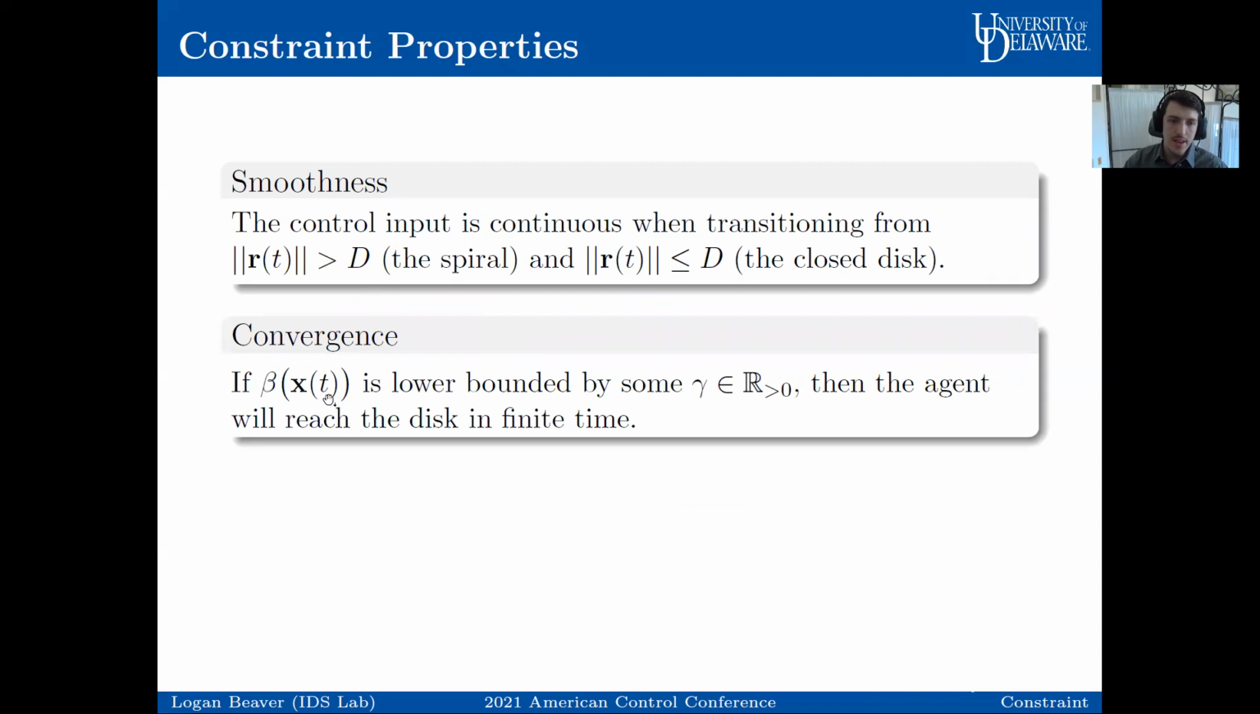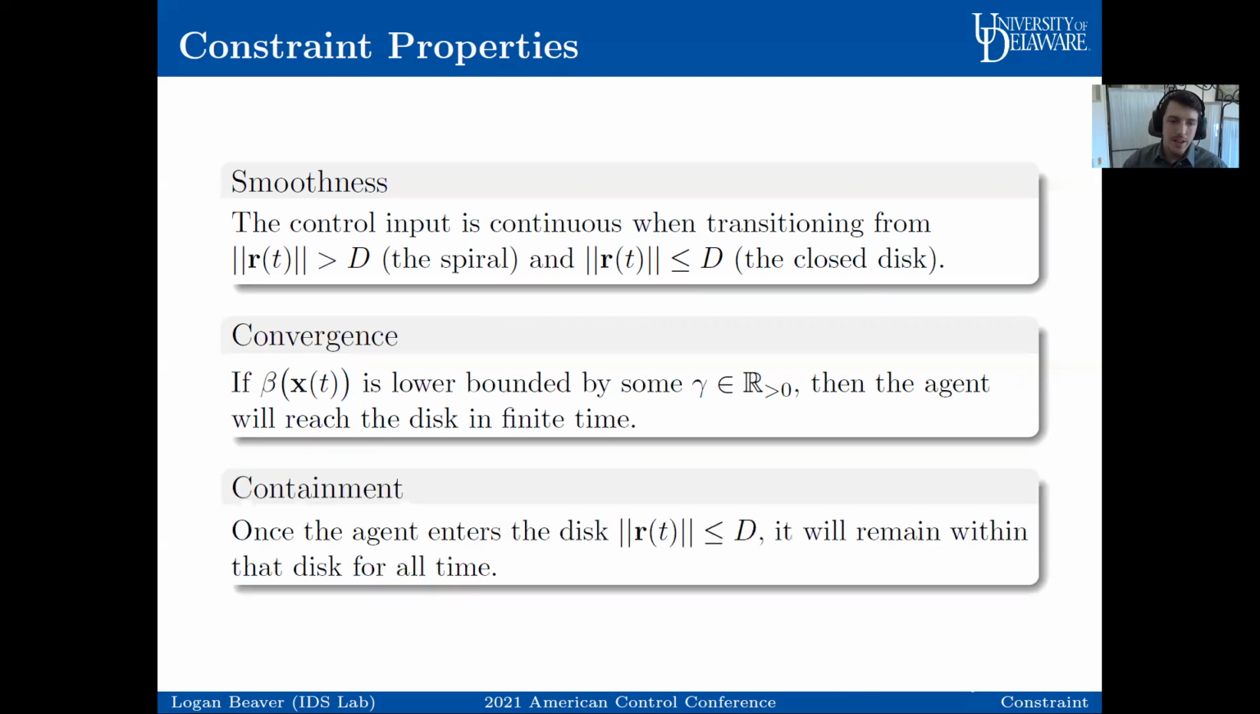We can also say that if beta is lower bounded by some positive number, then we will reach the disk in finite time. And finally, we can say once we've entered this disk, we will remain within it for all time. So this is a constraint that captures the agent and forces it into a closed disk in finite time.